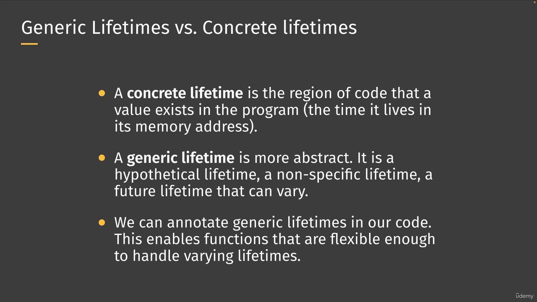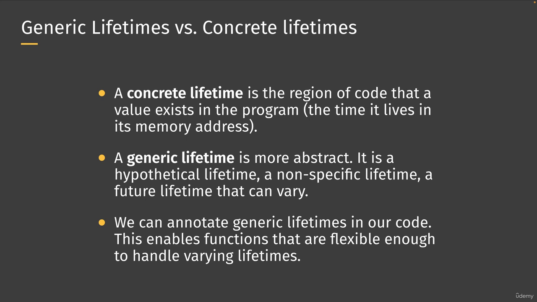A concrete lifetime is the actual region of code that a value exists in the program, which corresponds to the time that it exists at a single memory address. We saw from the examples in previous lessons that Rust understands the concrete lifetime of a value when it lives within a single function. Now, generic lifetimes are more abstract.